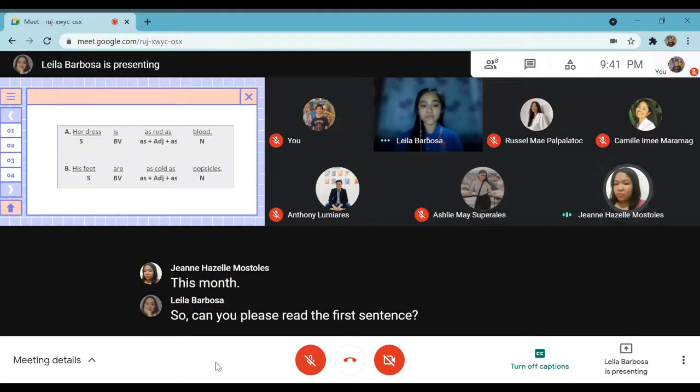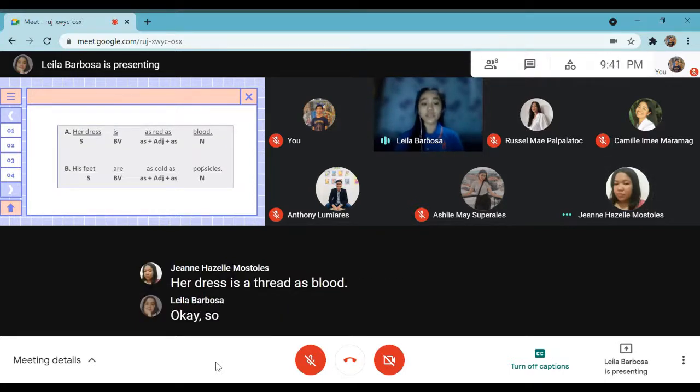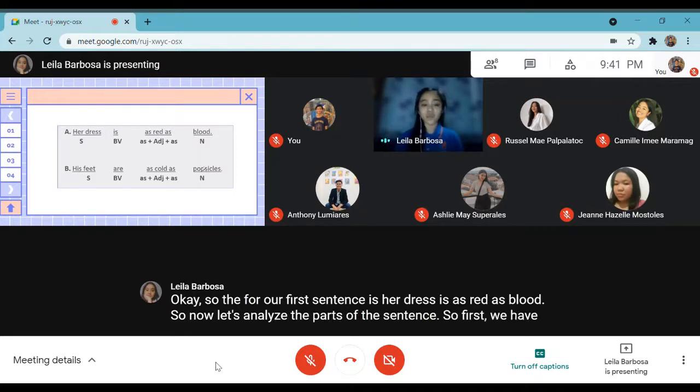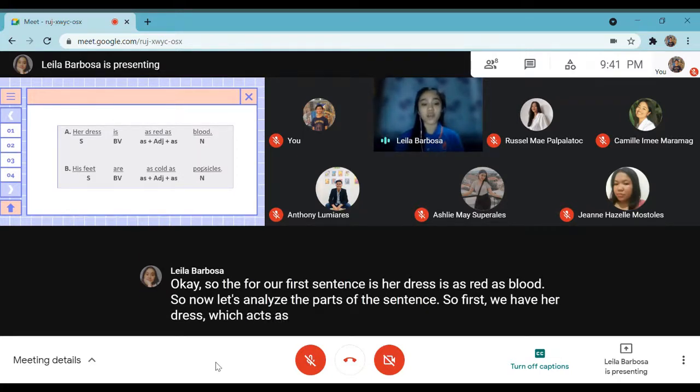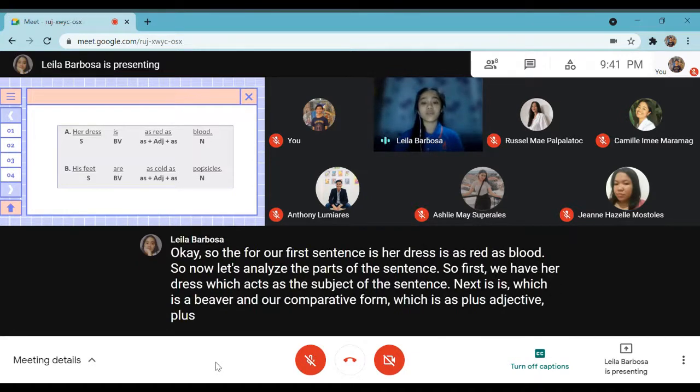Her dress is as red as blood. Okay, so our first sentence is, her dress is as red as blood. So now let's analyze the parts of the sentence. First we have her dress, which acts as the subject of the sentence. Next is is, which is a be verb, and our comparative form, which is as plus adjective plus as, the as red as. And our noun is the word blood.